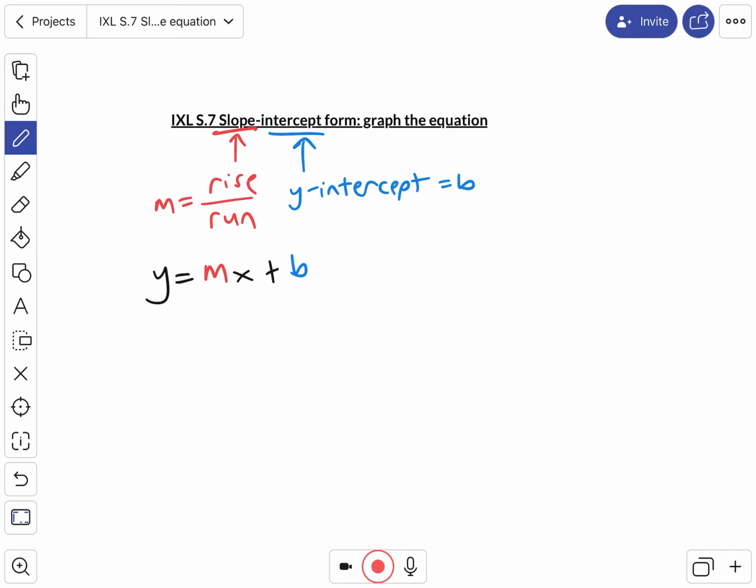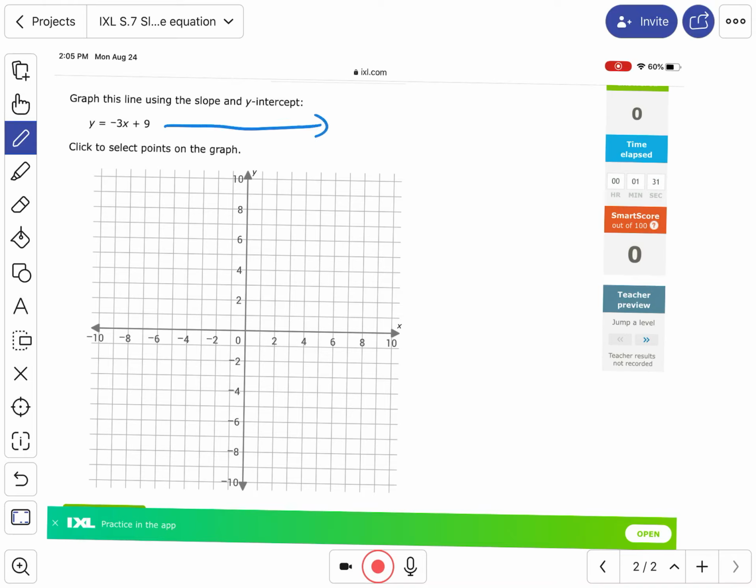Okay, so if you put those two things together, you'll get a graph here. So let me just take a snapshot and put it in here. And the first thing we're gonna do is take this and write it over here. So y equals negative 3x plus 9. Now we need to identify the parts. So this is the slope, which is m, and this is the y-intercept, which is b.